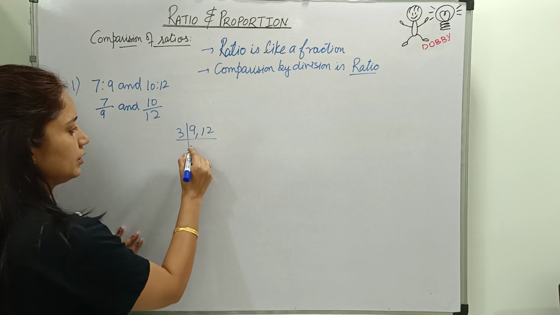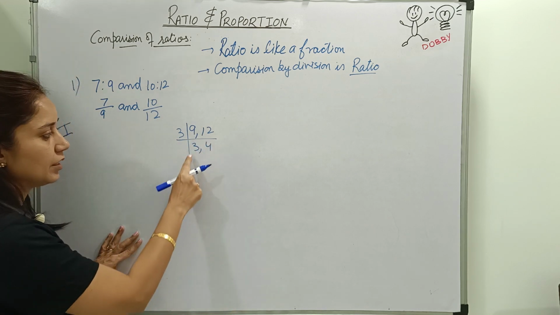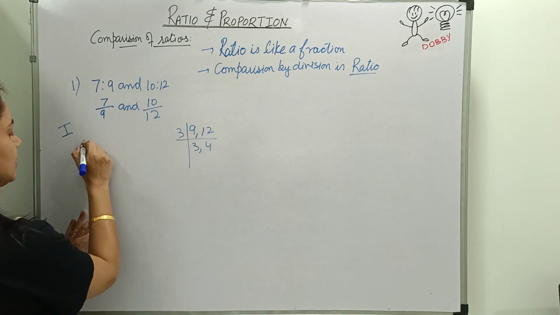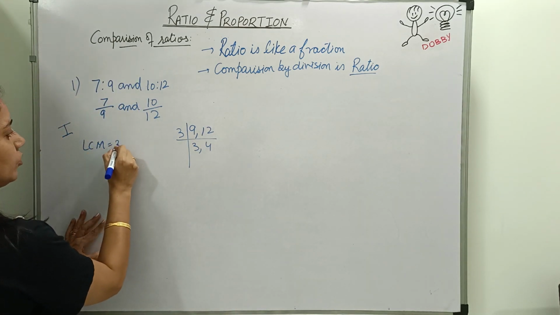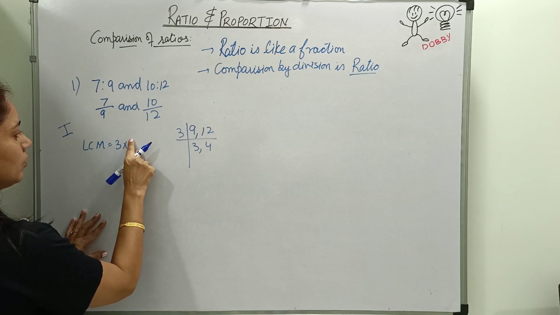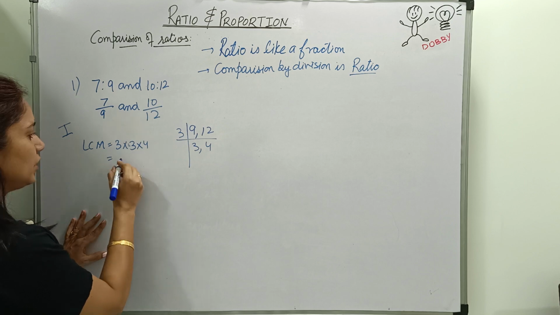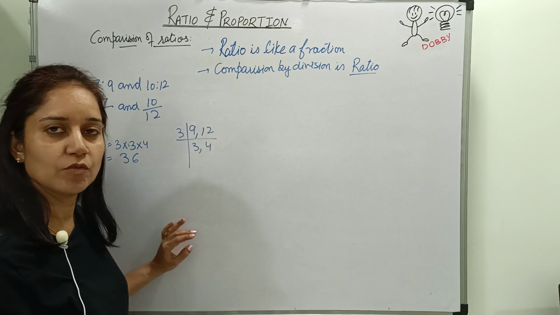Common table 3, 3 3s are 9, 3 4s are 12. Now 3 and 4 are co-prime numbers, no common table. So let us have the LCM here. 3 times 3 times 4. 3 3s are 9, 9 4s are 36 is the LCM of these two numbers.